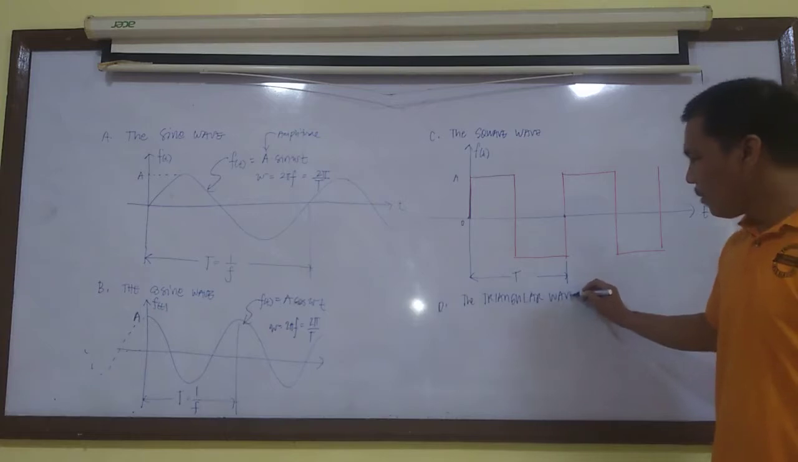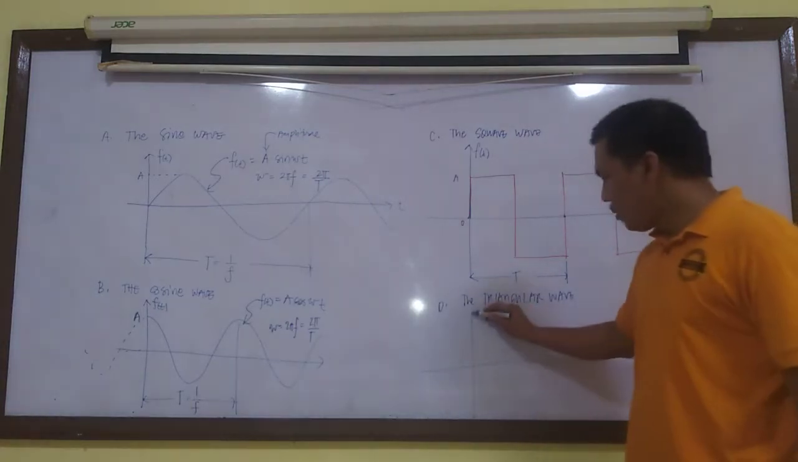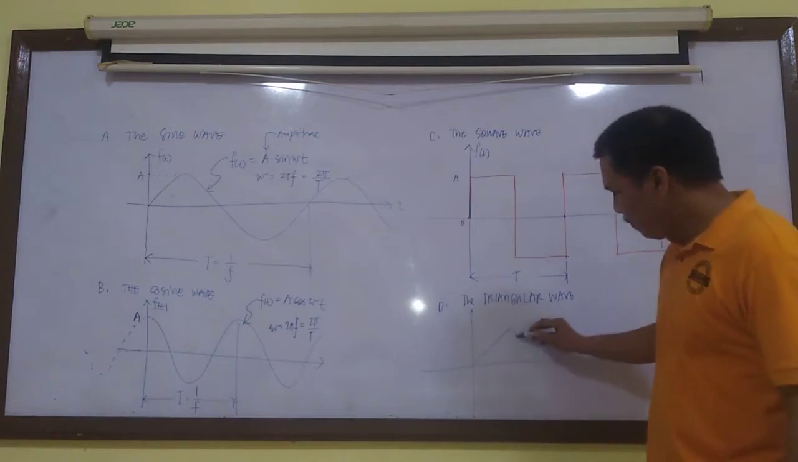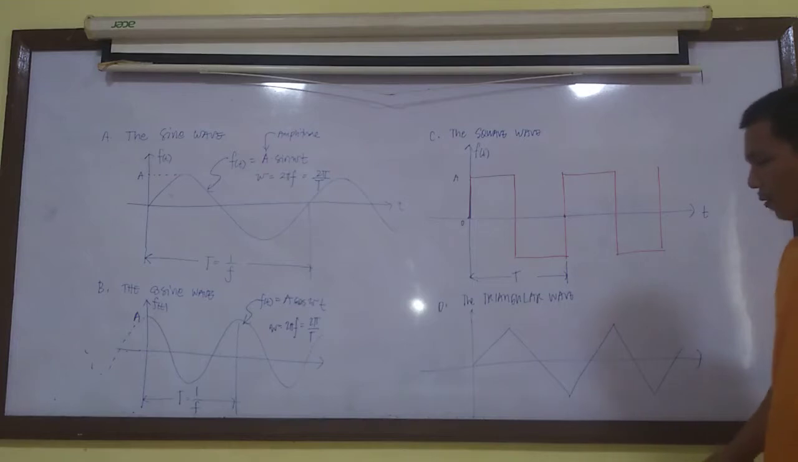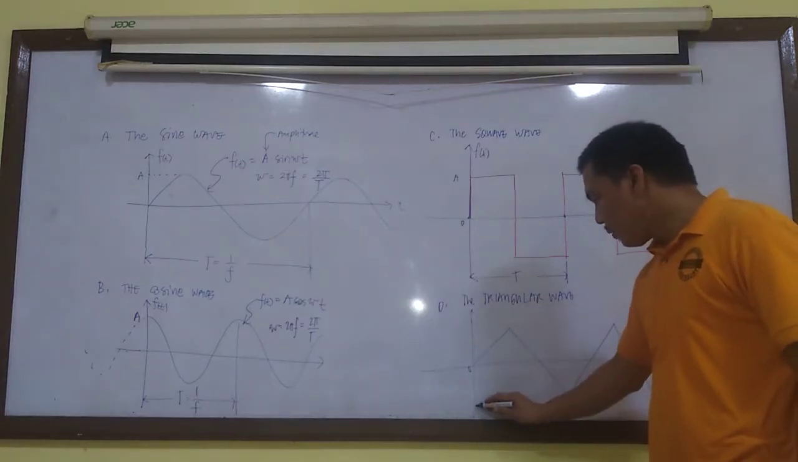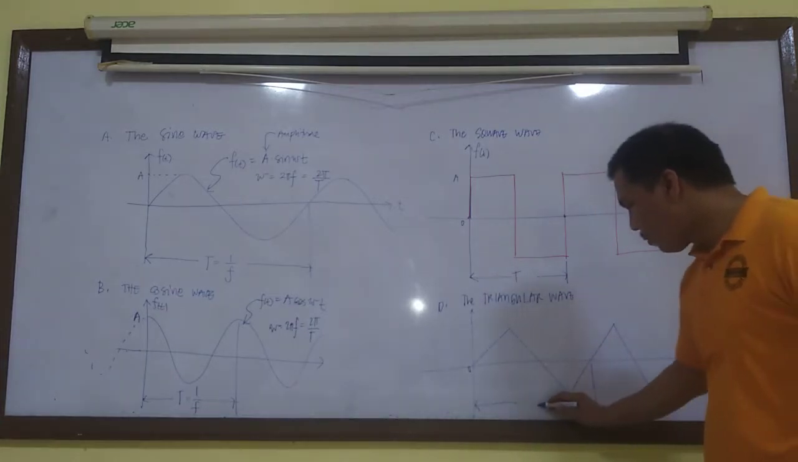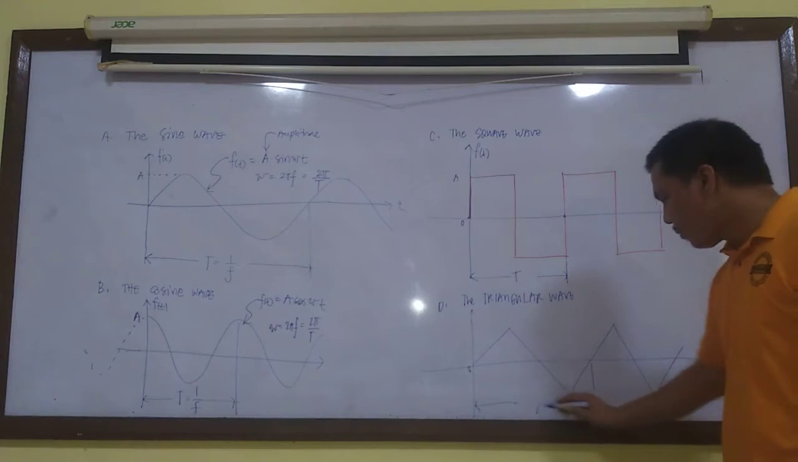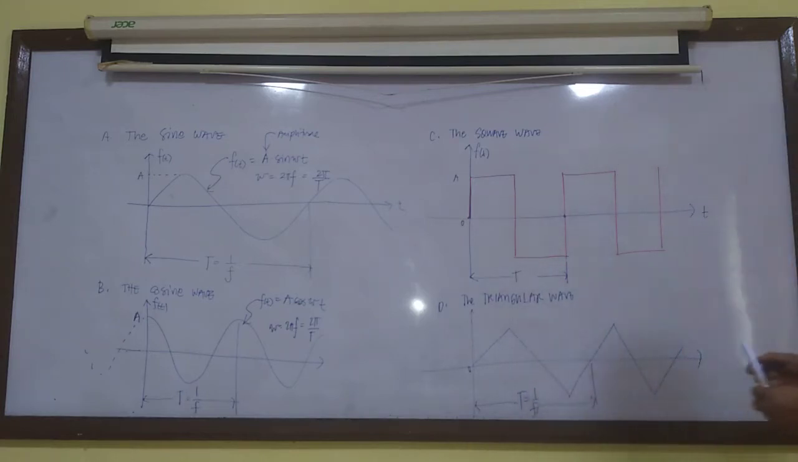When you say triangular wave, it forms like a triangle. So this is your triangular wave. Okay, that's your triangular wave, and your period will start from this point up to the end of one complete cycle. So this is your period, which is also equal to 1 over frequency.